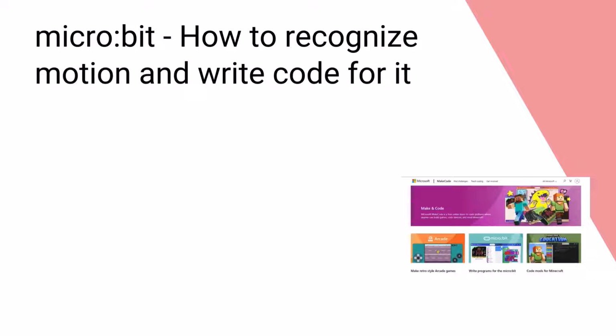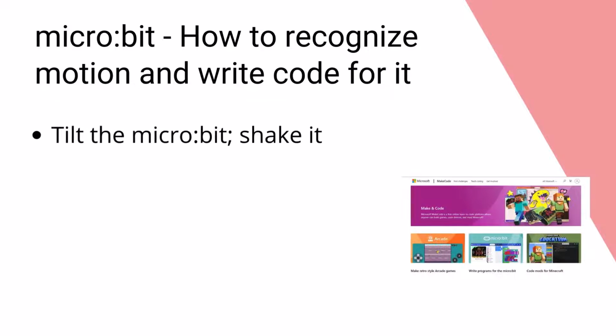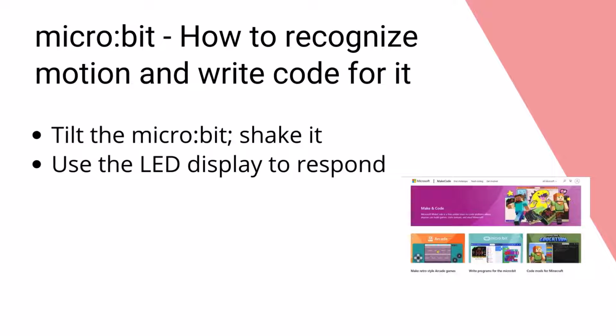This video shows how to program the microbit to recognize and respond to movement. There are several types of movement that are recognized by MakeCode events and a few ways to respond to movement using the output available on the microbit. For this example, I'm going to tip the microbit left, right, up, and down, and then shake it, and I'll set up the LED display for each input.